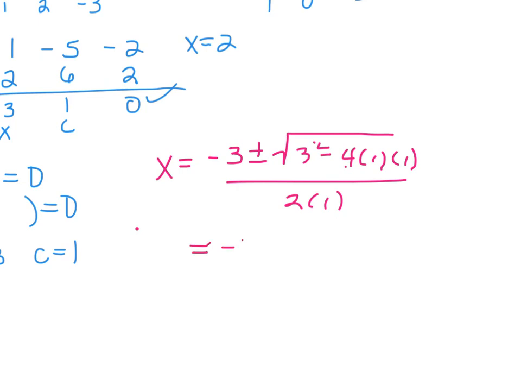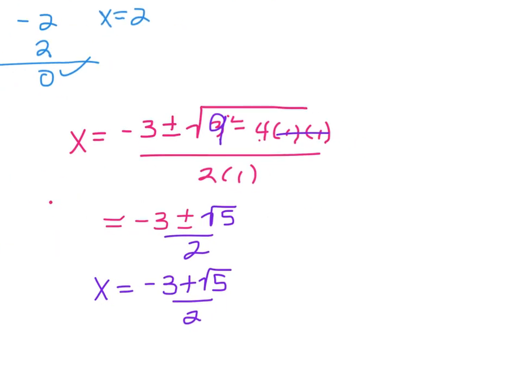So I have negative 3 plus or minus. What's 3 squared? 9. 3 squared is 9, right? And then what's 9 minus 4? So it's the square root of 5 over 2. Can I simplify that anymore? No. So I have 2 zeros here. They happen to be x equals negative 3 plus root 5 over 2, and x equals negative 3 minus root 5 over 2. You could not do synthetic division, Duque, and get that as an answer.